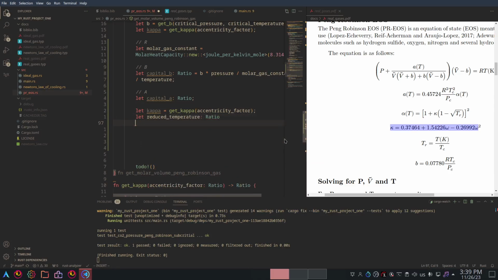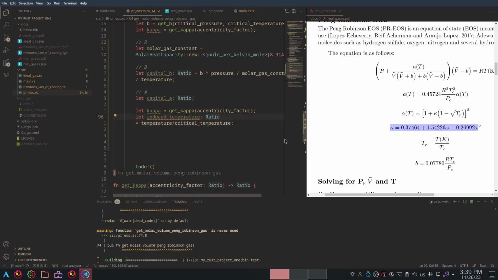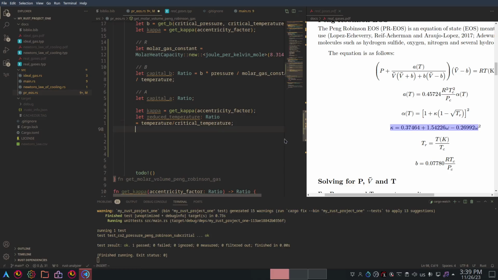Okay, this is a ratio. This will be the temperature divided by critical temperature. Okay, that is the reduced temperature. Now that's done, I can just easily do the alpha T. So alpha equals to... well, maybe I'll use square root alpha, since I want to keep my stuff a little bit neater. So this is one ratio.